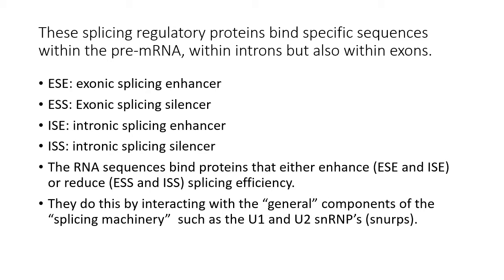Then some of these sequences are located within introns. ISE is intronic splicing enhancer, and ISS is intronic splicing silencer. So in essence, these sequences bind proteins which either enhance or reduce splicing efficiency. And in general, this is accomplished by interacting with the snRNPs, which are, of course, the core RNPs involved in the splicing process.